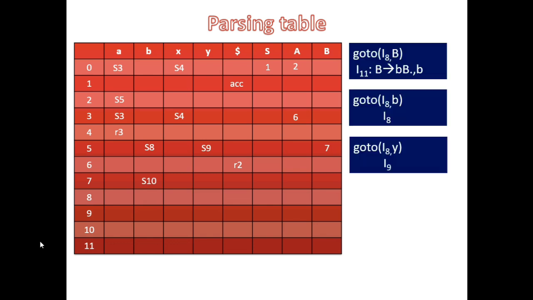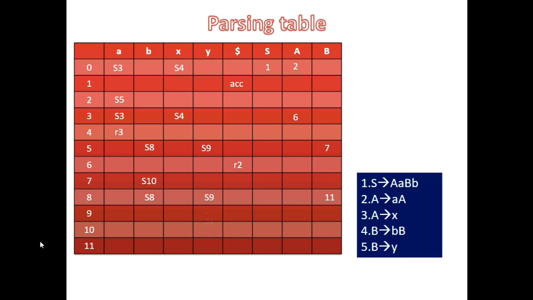Now we'll go for I8. I8 comma B is a non-terminal. It goes to I11. So simply B comma I8, 8 comma B, simply write it as 11. Then go to I8 comma B. B is a terminal, so for B you write S8, and I8 comma Y is a terminal again. So it goes to I9. So in 8 comma Y, you simply write it as S9.